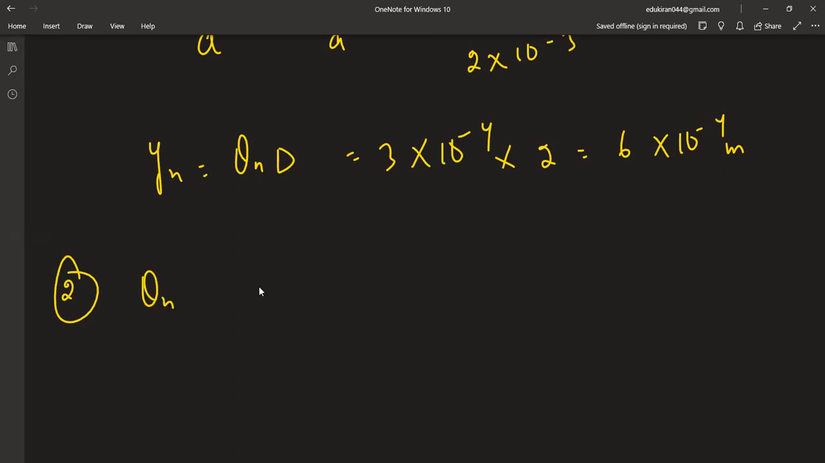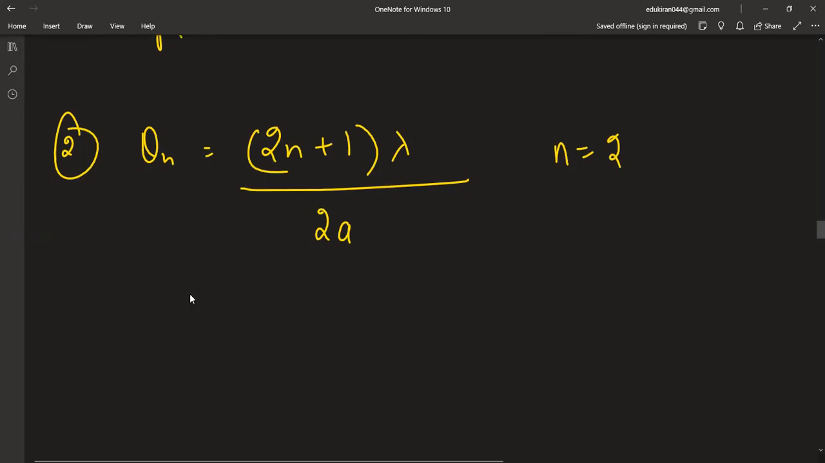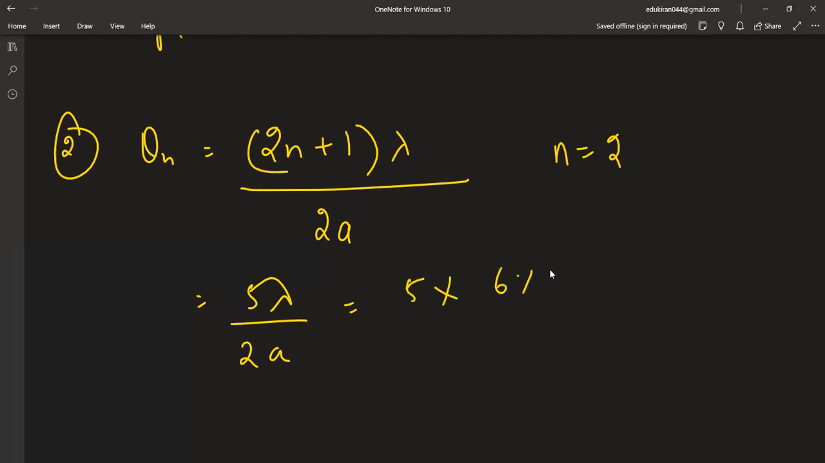Second part, theta n is equal to (2n plus 1) lambda by 2a. Here n is equal to 2. So if we put 2, this is 4 plus 1, 5 lambda by 2a. This is 5 into 6 into 10 to the power minus 7 by 2 times 2 into 10 to the power minus 3. So this you can also solve later and figure it out.